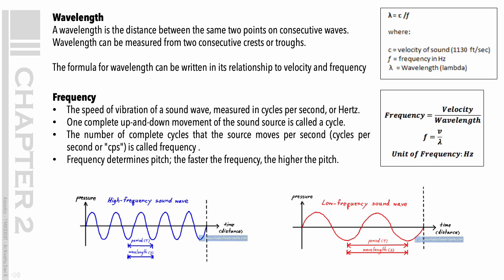Frequency, the speed of vibration of a sound wave, measured in cycles per second, or hertz. One complete up and down movement of the sound source is called a cycle. The number of complete cycles that the source moves per second, cycles per second or CPS, is called frequency. Frequency determines pitch. The faster the frequency, the higher the pitch.